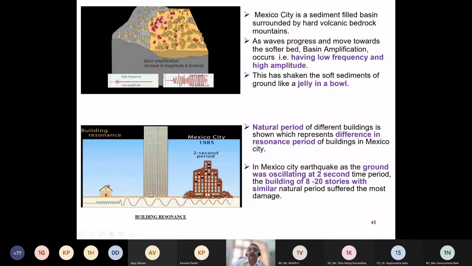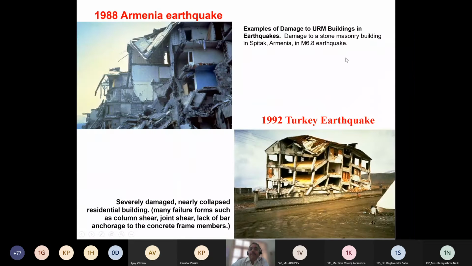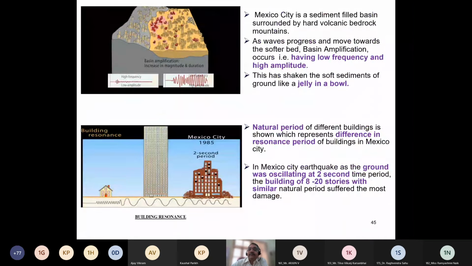As waves progress and move toward the softer bed, basin amplification occurs, having low frequency and high amplitude. This has shaken the soft sediments of the ground like a jelly in a bowl. Natural period of different buildings is shown, which represent difference in resonance period of buildings in Mexico City. This is a low-rise building, a high-rise building, this medium-rise 2 seconds period. So in the case of Mexico earthquake, these buildings got damaged.